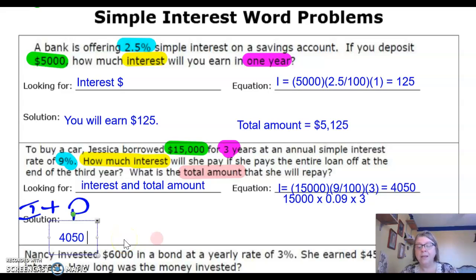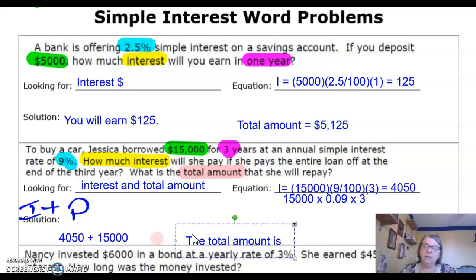Okay, 4,050, and I'm going to add it to my other money amount, which is what I started with, and I started with $15,000. So you're going to add those two together, and you will get the total amount. The total amount is, and I'll let you figure that one out.